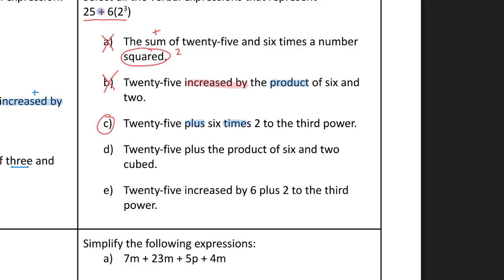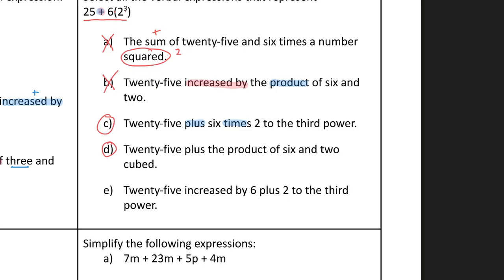Let's look at D. It says 25 plus, the product means multiplication, of 6 and 2 cubed. The product of 6 and 2 cubed. Cubed is another way to say to the third power, so that's actually also correct.